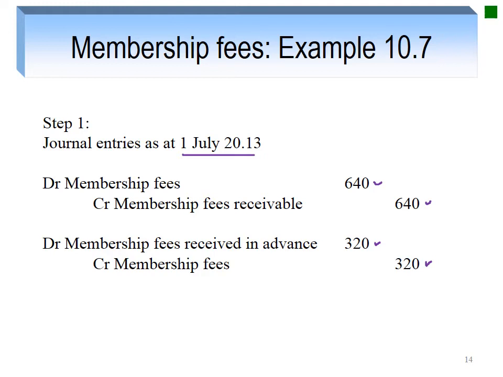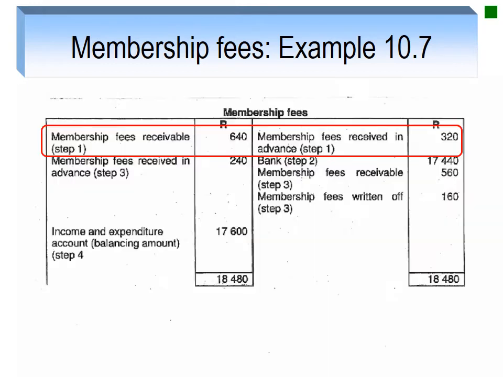So if you now look at the membership fees account, this is the membership fees account for the year ended June 2014. And in the membership fees account, you'll now see on the credit side, remember membership fees is an income. It's a nominal account. It's going to get closed off at the end of the year. We expect it to have a credit balance. So now on the credit side, we have membership fees that were received last year, but they only related to this year. So now they've ended up on the credit side of our income account, which is correct.